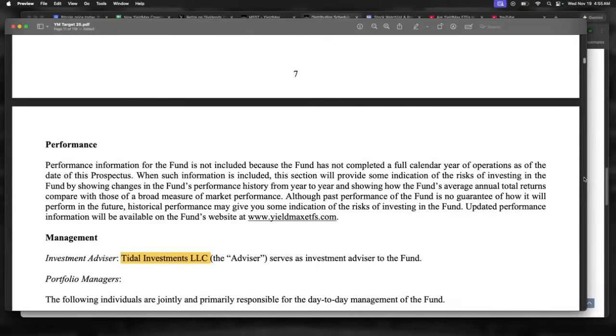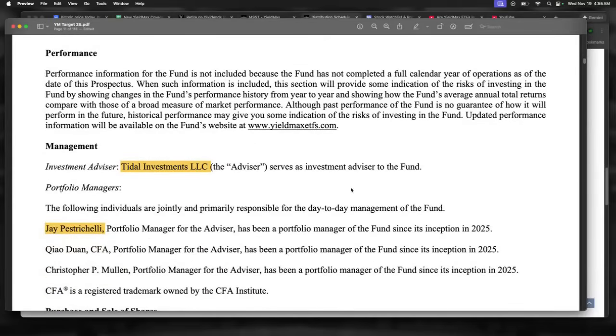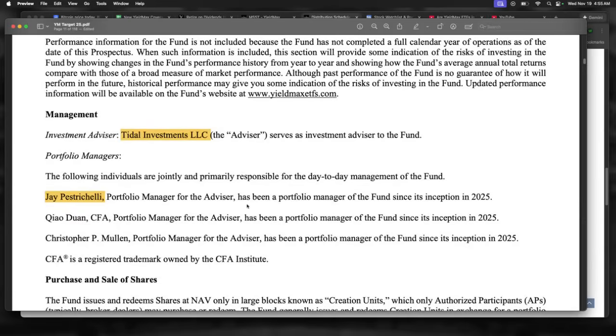All right, investment advisor, Tidal Investments. They serve as the investment advisor. We know this. Jay Pestrichelli is the portfolio manager, and has been the portfolio manager of the fund since, well, now, right?